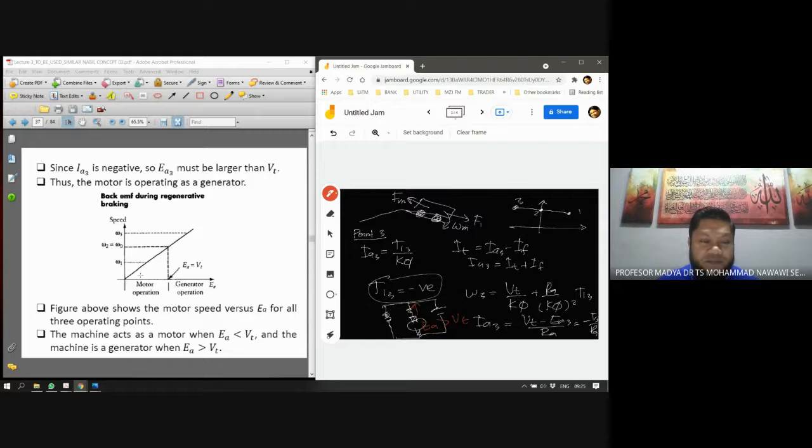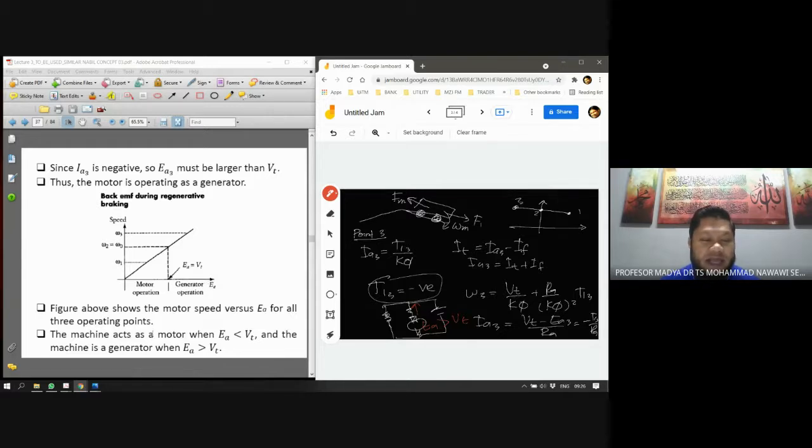And now if you look at the speed against voltage of EA, the back EMF. We talk about the back EMF now. So during regenerative braking, we found out that EA is greater than VT. At this point, we have EA equals VT, because IA equals 0, isn't it? So the figure above shows the speed versus EA for all three operating points. So this is the motor operation, the speed against the generated EA, the back EMF.